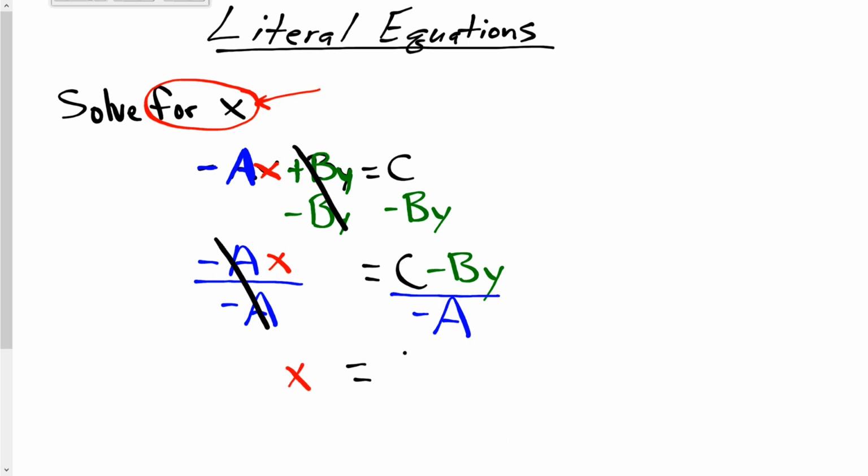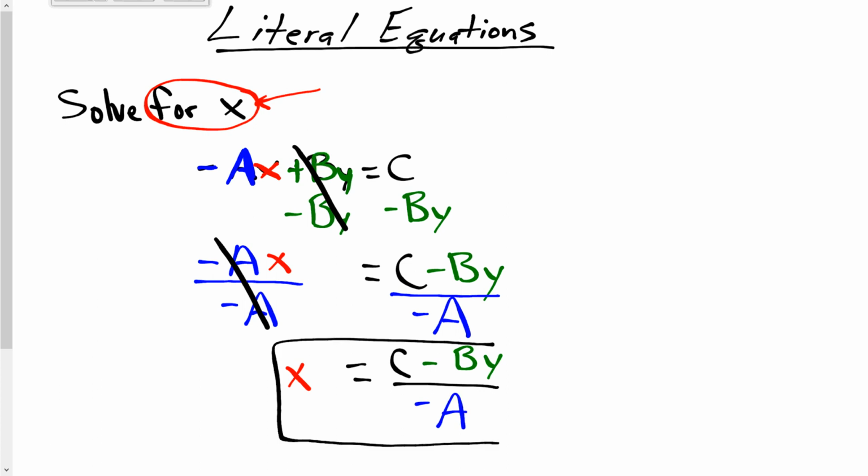And on the right, we have c minus by all over the coefficient negative a. And there we have it. X is solved for.